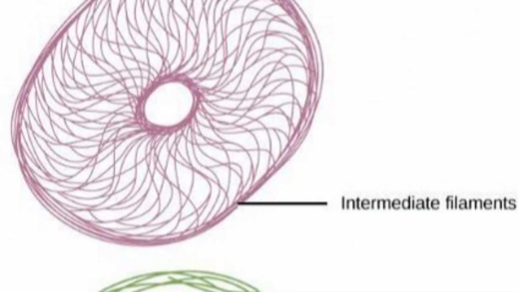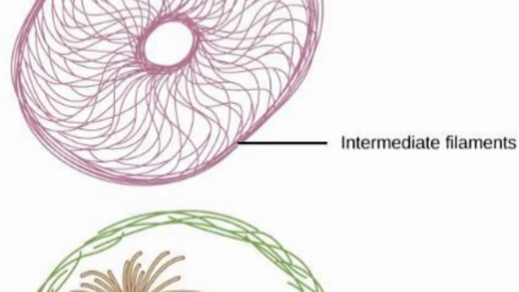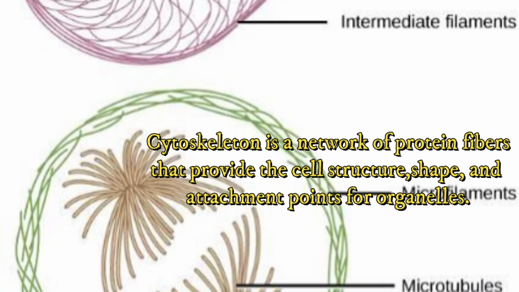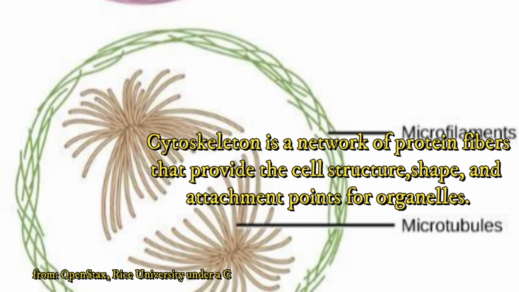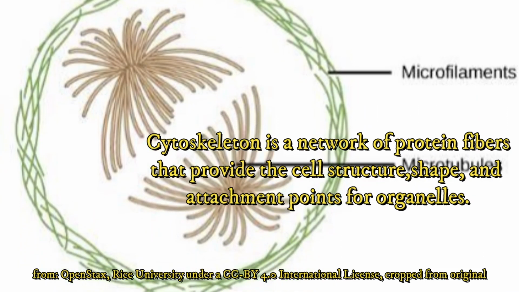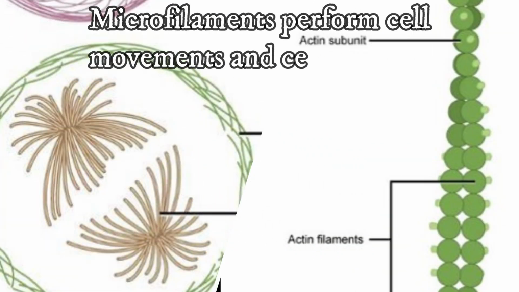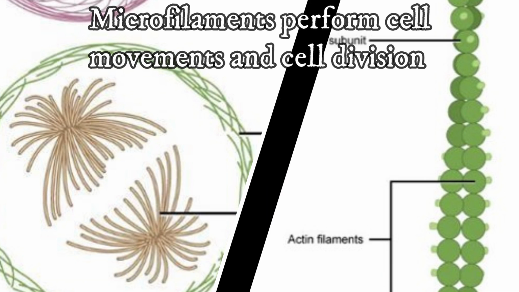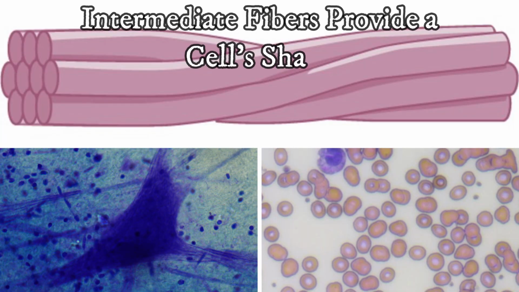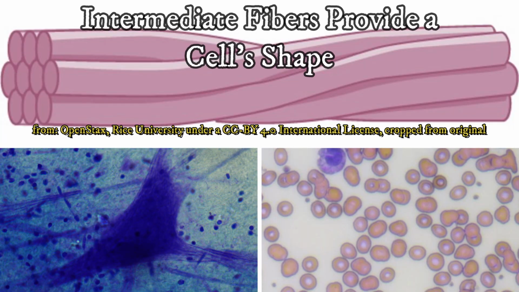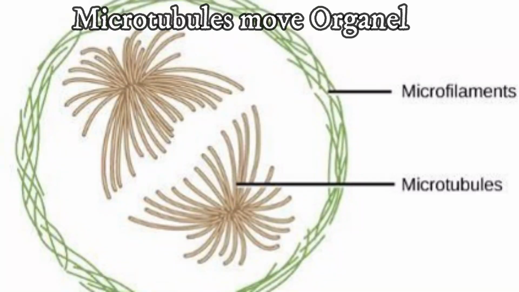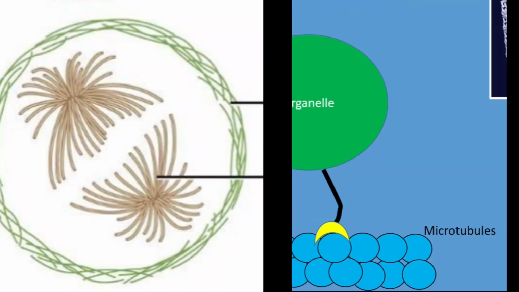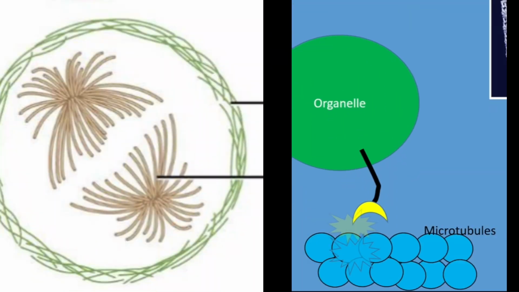This next one is a structure exclusively found in eukaryotic cells called the cytoskeleton. This is a network of protein fibers that provide a cell its shape and act as connecting points for organelles. The cytoskeleton can be divided into 3 parts. First are microfilaments, the smallest components, and their job is to move cellular components and assist the cell in cell division. Intermediate fibers are larger than microfilaments and serve the purpose of providing the cell with its shape. And finally, microtubules are the largest of components of the cytoskeleton, and like microfilaments, they help move organelles around the cell.